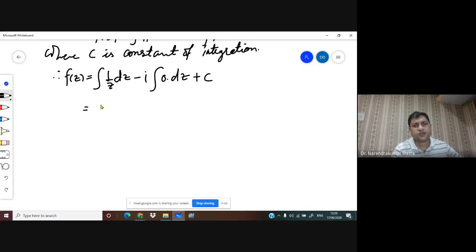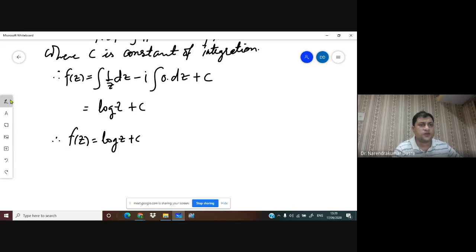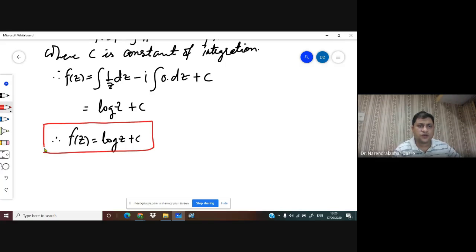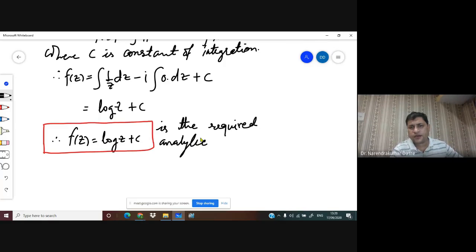What is the integration of 1 upon z? It is going to be log of z plus c. So we got f of z is equal to log of z plus c. This is the analytic function we are able to get, the required analytic function.